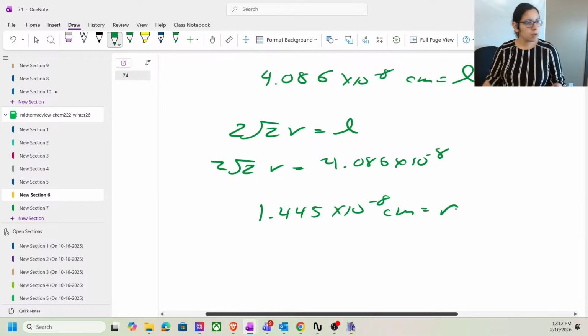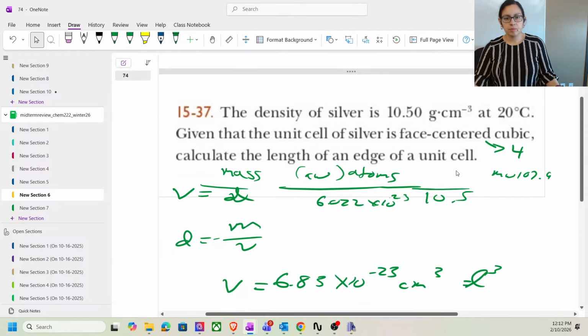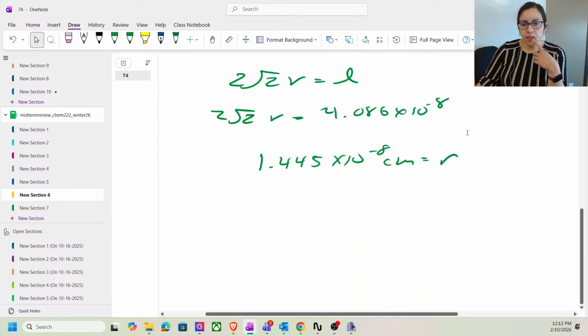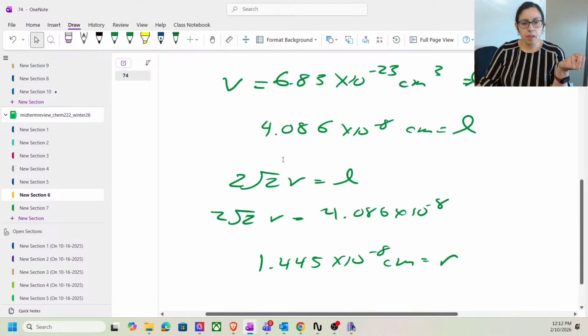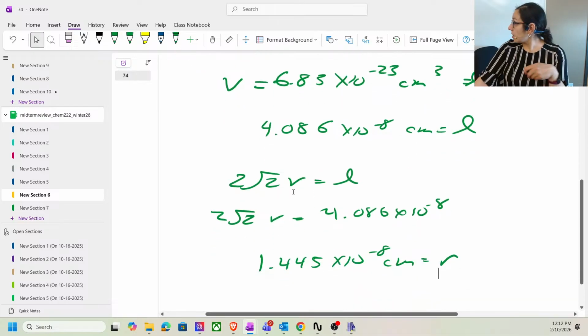For our radius then, of our atom. And it only asks us for the edge length of the unit cell. So I think I went a little beyond and calculated the R. So I probably should have read the question, but yeah, stop there. But had it asked us to calculate R, we could have done that as well.